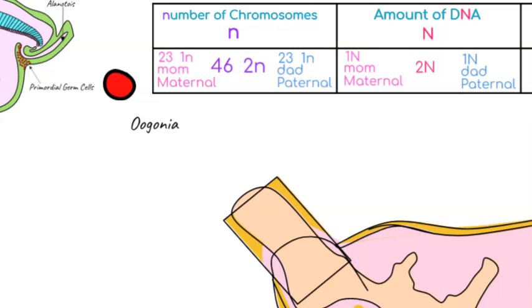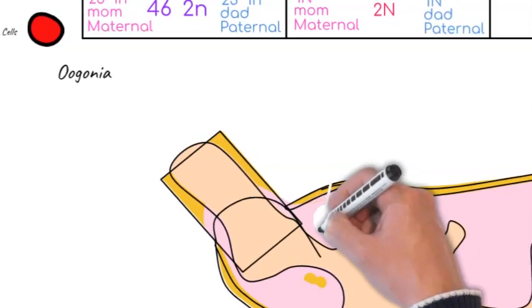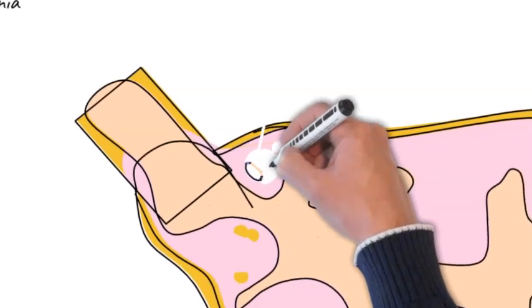So right now they're just dividing and dividing to give you a bunch of cells that eventually are going to go on to become your sex cells. So we're still at the point where mitosis is taking place and just increasing the number of these cells. Again, the number of chromosomes, the N designation, and the diploid or haploid all still is the same, 2N, 2N diploid.